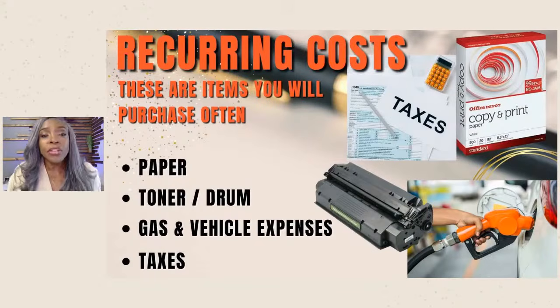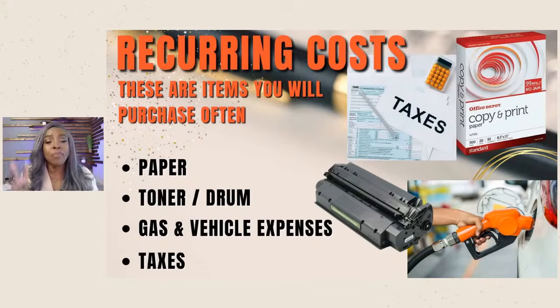Okay, so there's a couple of different types of costs that you have as a notary loan signing agent. So I'm going to call them recurring costs and periodic costs. Recurring costs are items that you purchase a lot. And these are really the things that people think about when they're thinking about their costs. So some of the most prevalent recurring costs that we have as signing agents is paper. You're going to go through a lot of paper as a signing agent. Paper is a big recurring cost.